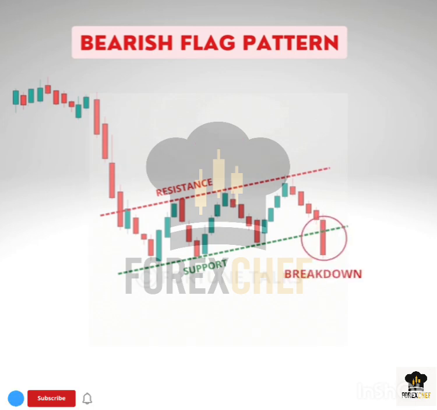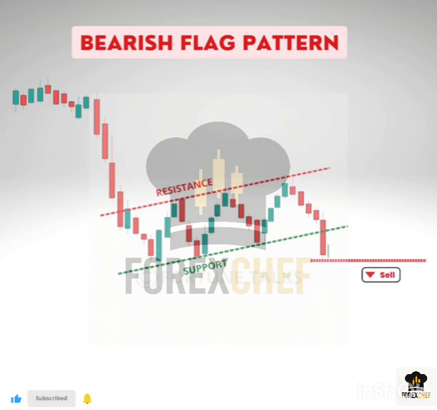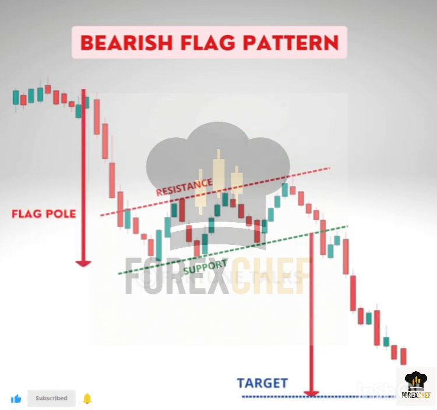When price breaks below the bottom of the range, you can look for selling opportunities. Take a short entry below the low of the breakdown candle or after a pullback to the level after breakdown. Place the stop loss above the top of the range. Set the target equal to the length of the flag pole from the breakout point.